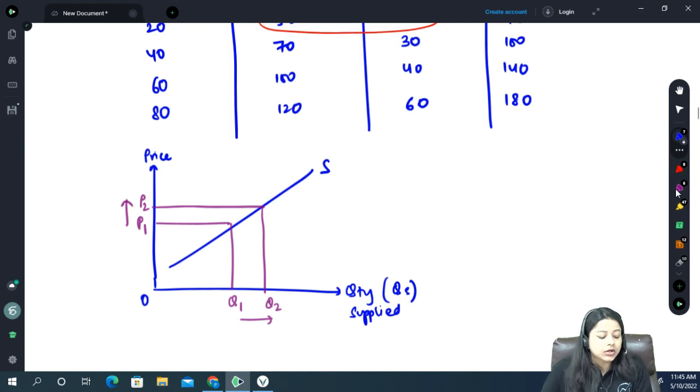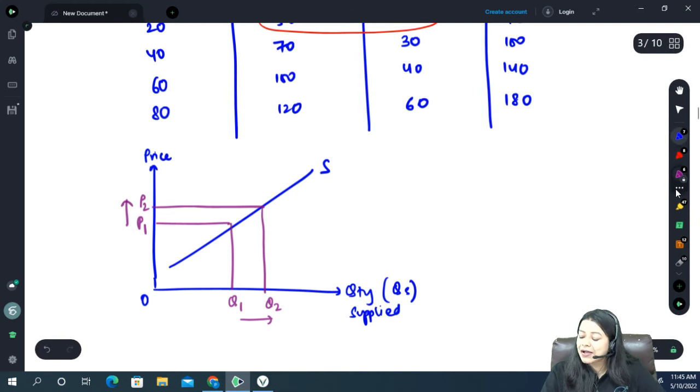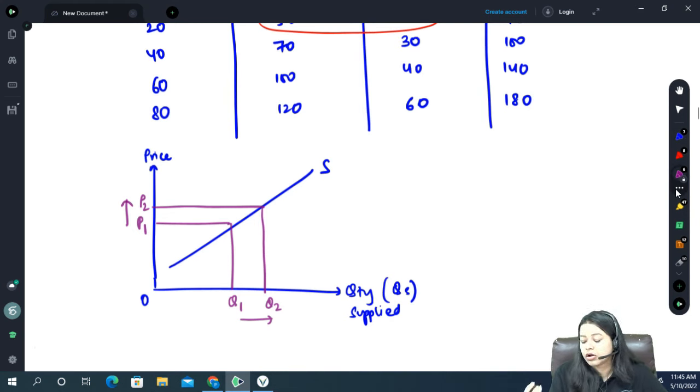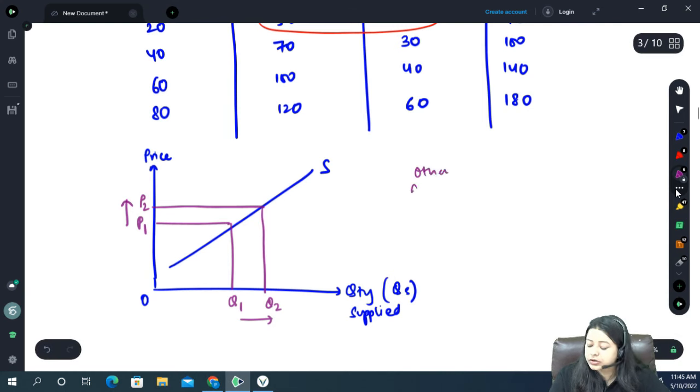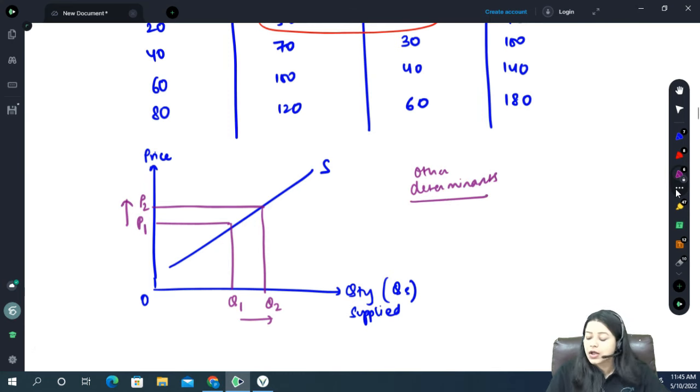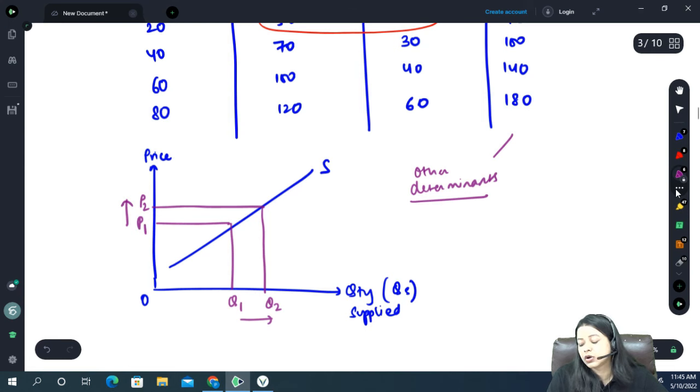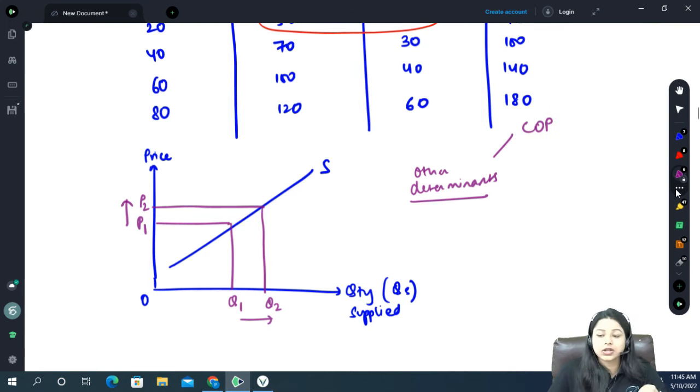Is this clear? Now, just like in demand, where we studied different determinants, we have other determinants of supply. What are these other determinants? The very first determinant is cost of production, COP. If your cost of production increases, for example, my input prices are increasing. I'm producing cloth, and the price of cotton is increasing.